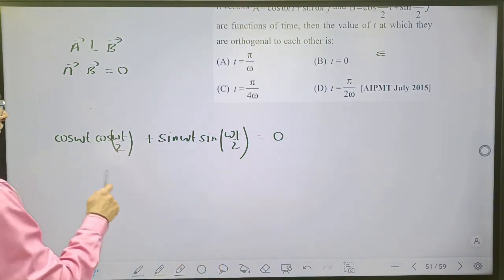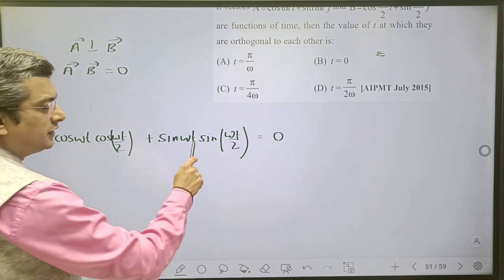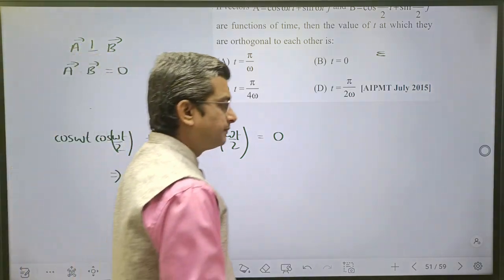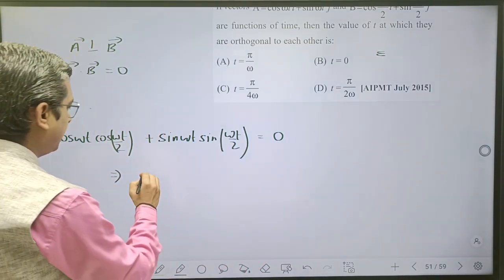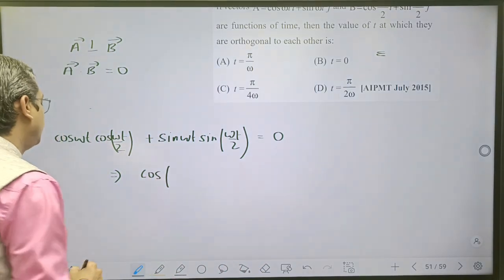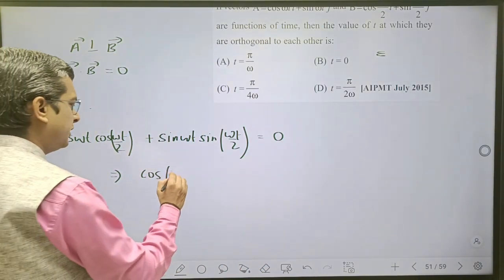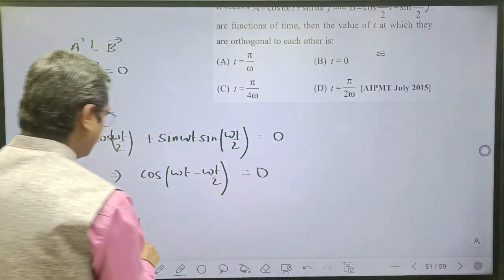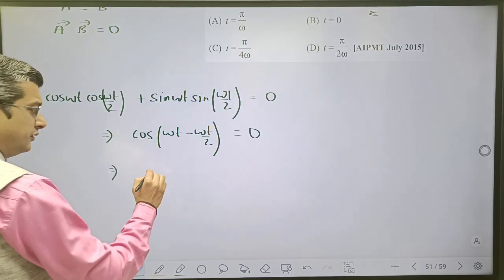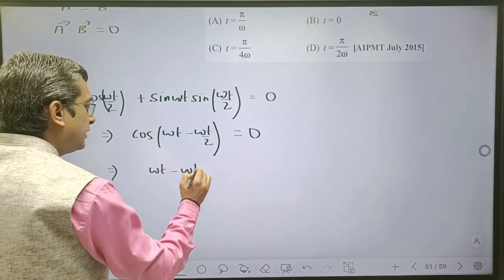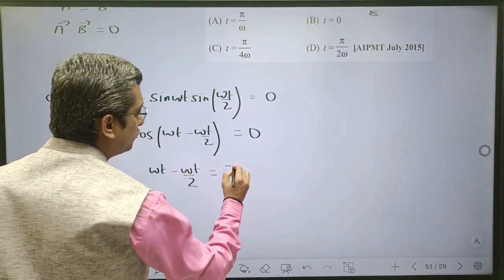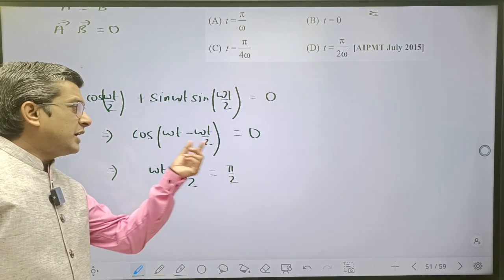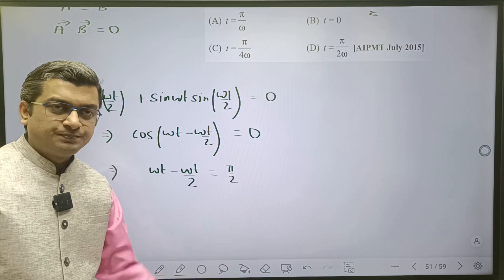If you observe carefully, this is cos A cos B plus sin A sin B. In trigonometry we have learned a formula that cos A cos B plus sin A sin B is given by cos of A minus B. So here A is omega t and B is omega t by 2. So this will be 0. It means that omega t minus omega t by 2 must be equal to pi by 2. Why? Because cos 90 is 0, so this is pi by 2.